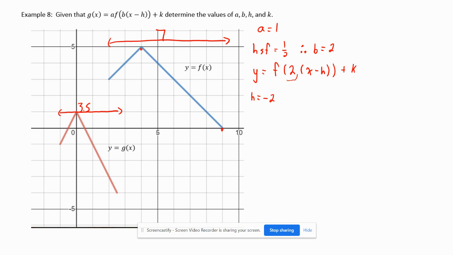So again, if I apply my stretch, this gets stretched by a factor of 1/2, and comes to here. But then the y value is 5 here, and now it has to get pulled down to a y value of 1. That means k is going down 4, so k must be negative 4. So our equation is going to be y equals f of 2 times (x minus negative 2), so I'm going 2 to the left, so it's going to be x plus 2, minus 4. And this is how this graph works.